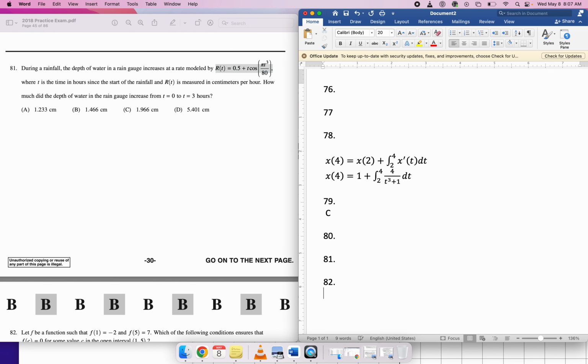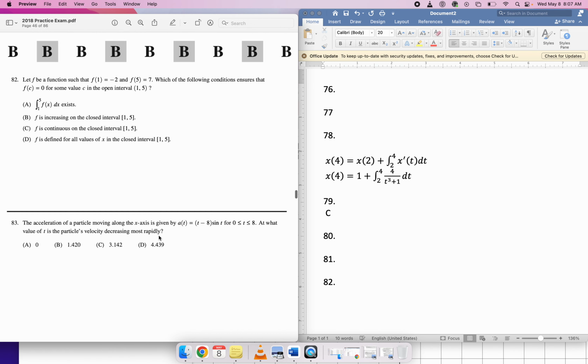Cool. 82. Let f be a function such that f of 1 equals -2 and f of 5 equals 7. Which of the following conditions ensures that f of c equals 0 for some value c in the open interval? You know this is one of those theorem problems, right? This is surely like an intermediate value theorem or a mean value theorem or something like that.